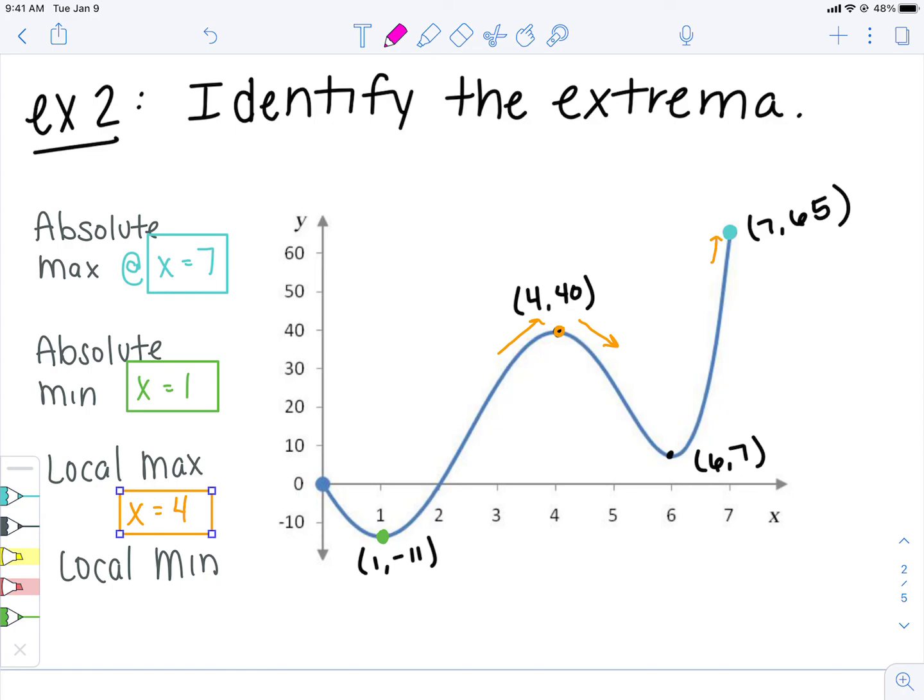What about my local min? I have 2 local mins, right? I have 2 places where I'm going down and then going up. 1 and 6, right? Because I'm going down, and then I'm going up here, so this is 1. And I'm going down, and then I'm going up, so this is 6. So my local mins are 1 and 6.